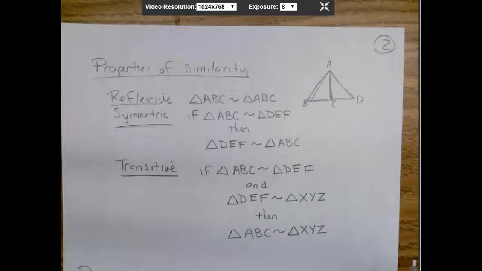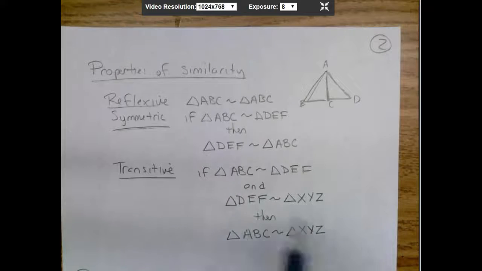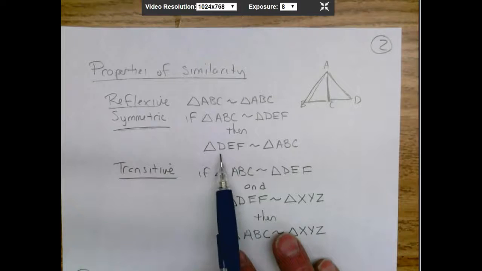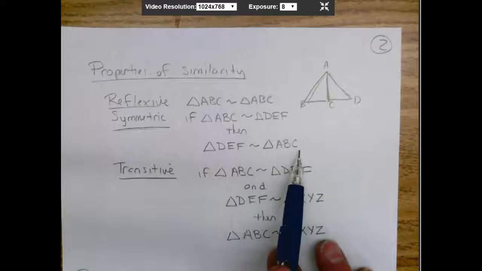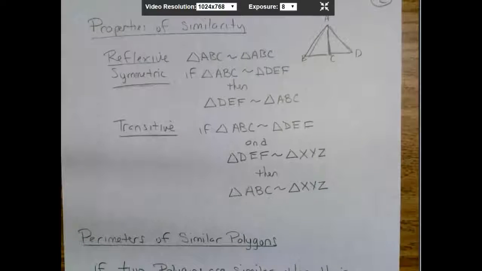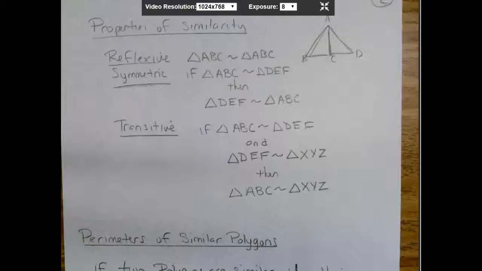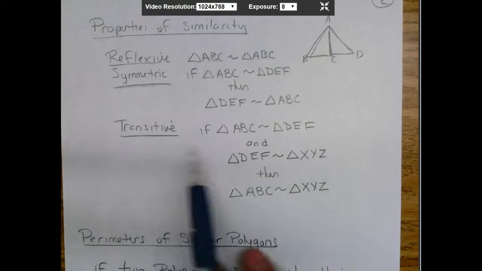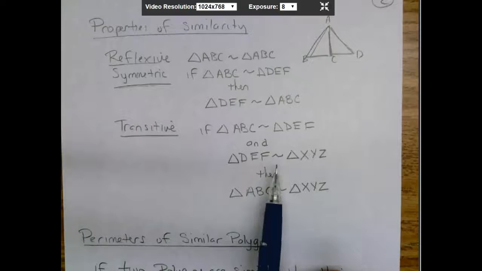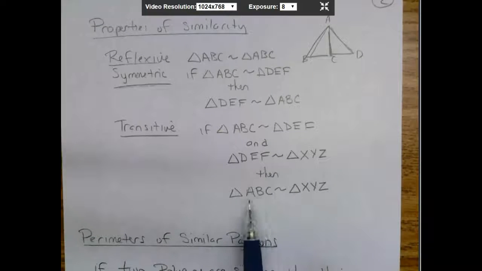Then symmetric is really just saying that if ABC is congruent with DEF, we can also say it the other way: DEF is also congruent with ABC. Then transitive, which comes from some of our other proofs with triangles, says that if ABC is congruent with DEF and DEF is congruent with XYZ, then ABC is also congruent with XYZ. Those are those three properties. Keep them in mind, you'll be seeing them.